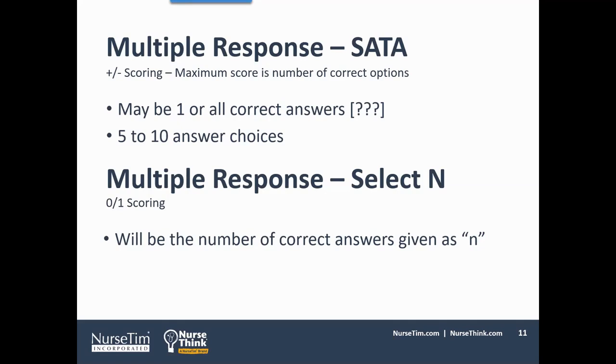And this is a different type of scoring. This is actually a 0-1 scoring, which means either they get those 4 correct answers or they don't get those 4 correct answers. So either they get a point or they don't get a point.